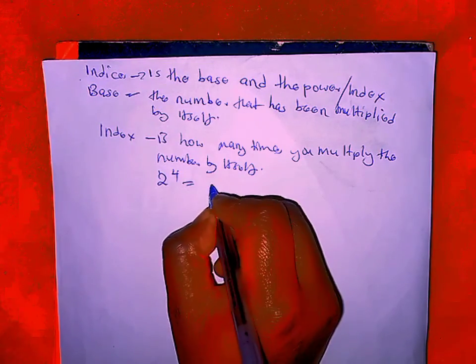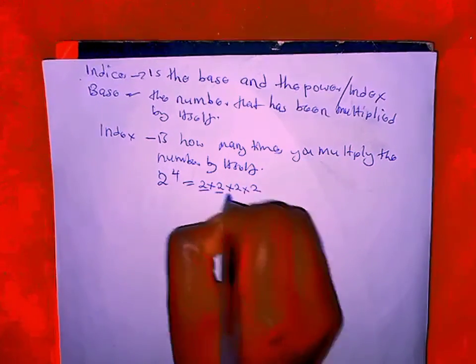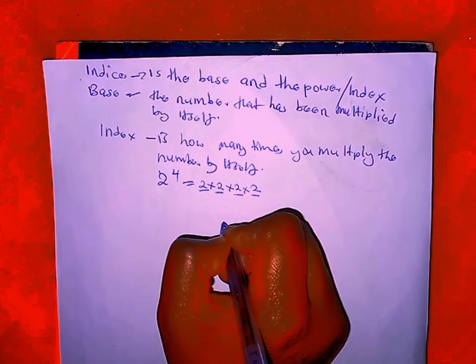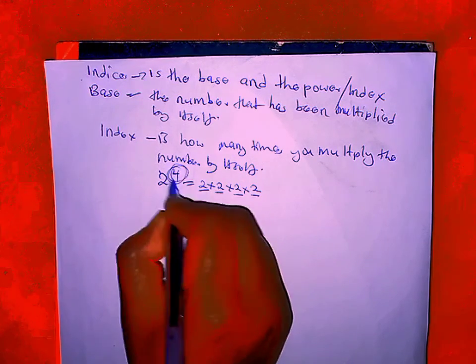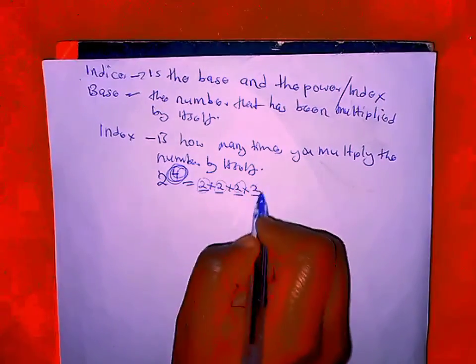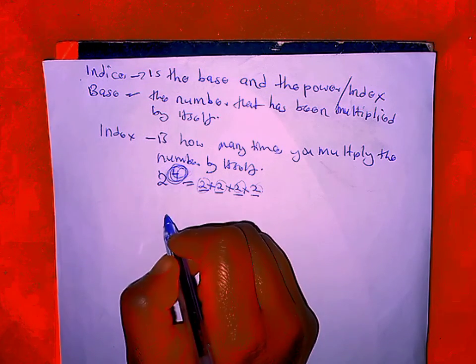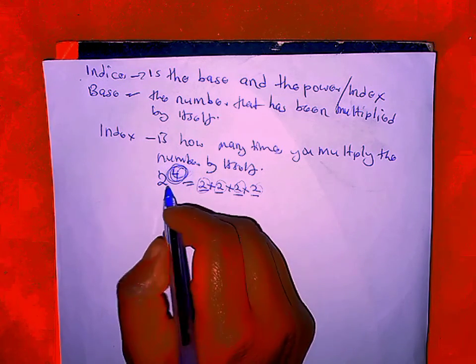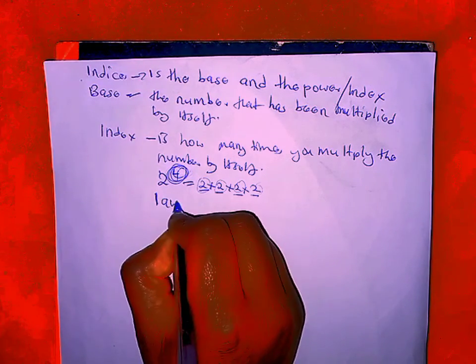For example, 2 raised to 4, that is 2 times 2 times 2 times 2. So that is the base, the number that has been multiplied by itself 4 times. And index is how many times you multiply the number by itself, that is 4. 4 times, that is 2, we multiply it 4 times.